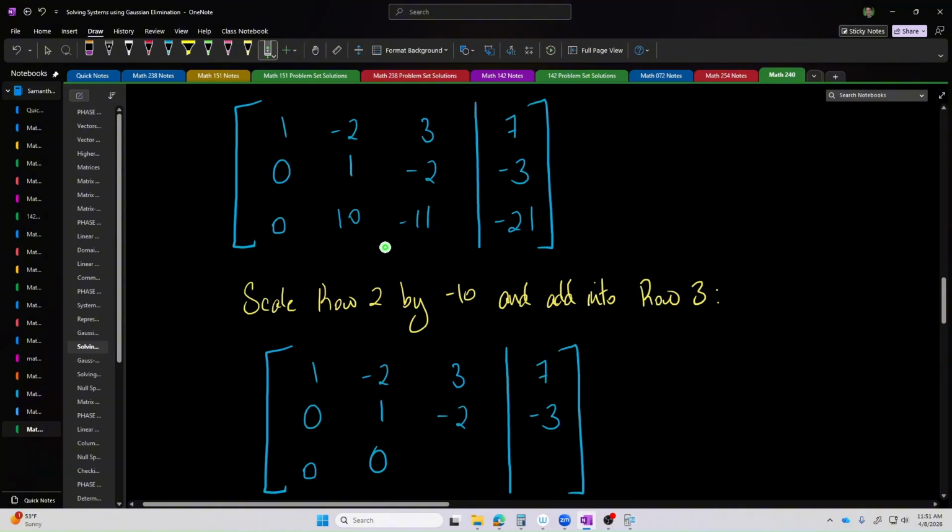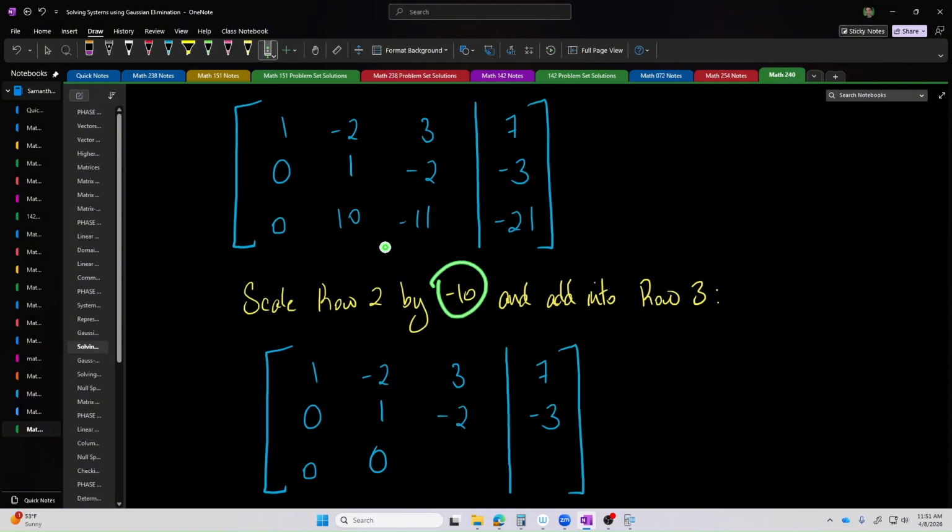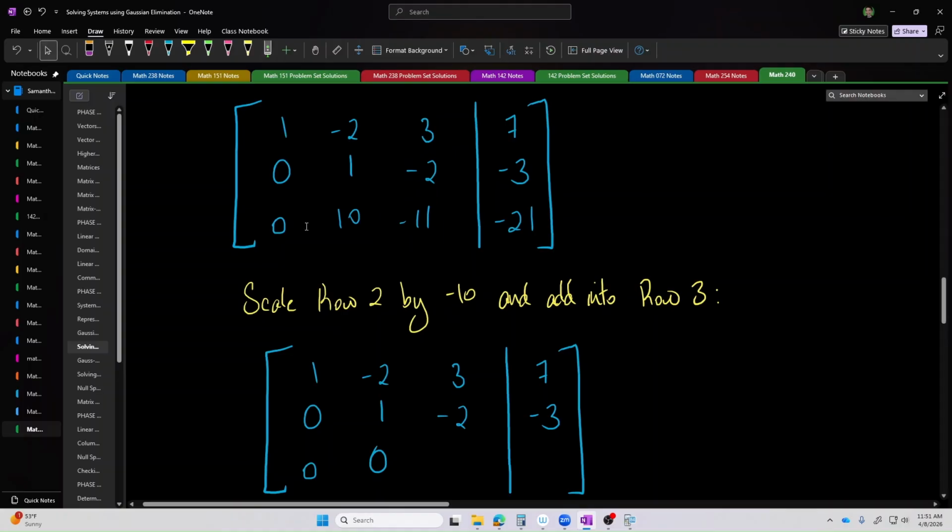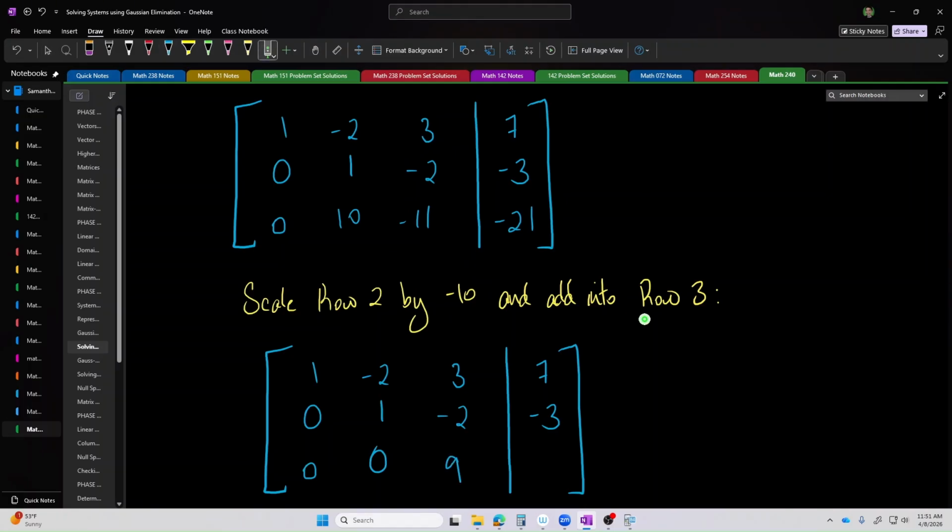Then we have minus 2 times negative 10, result 20. 20 plus negative 11, result 9. And then we have negative 3 times negative 10, result 30. 30 plus negative 20, result 9.